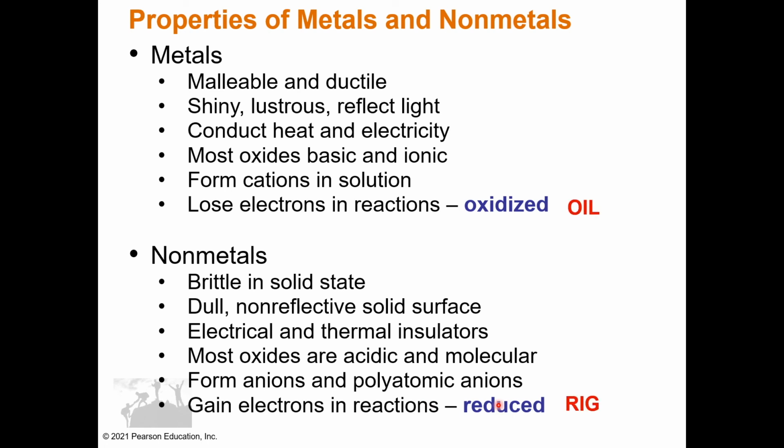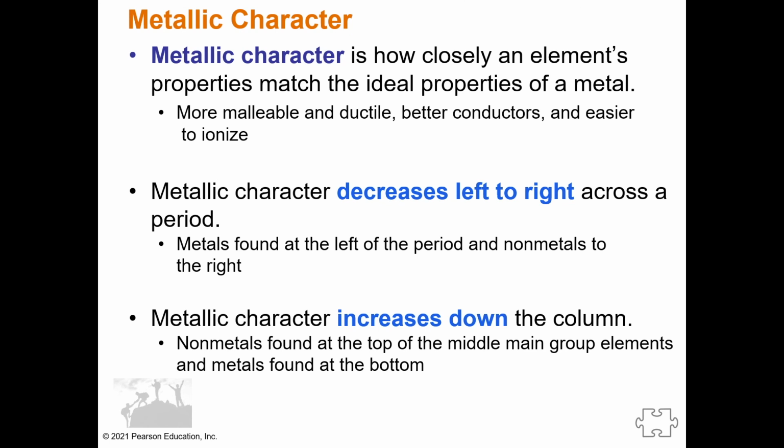So here's a mnemonic that you can use so that you don't get mixed up with oxidation and reduction. Oxidation involves loss of electrons. Reduction involves gain of electrons. Let's take a look at the trends now for metallic character. We'll see which ones are better conductors or more malleable.